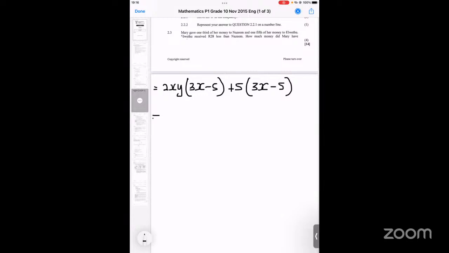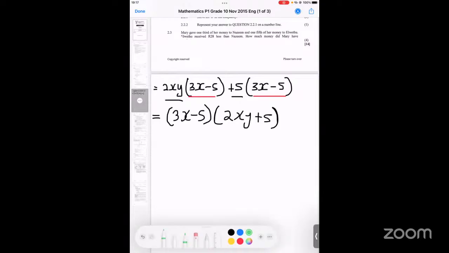And then afterwards, because there's a common bracket of 3x minus 5, I wrote 3x minus 5 in brackets and then multiplied by 2xy plus 5. Which is that and that. Yes, sir. Okay. This is 100%.